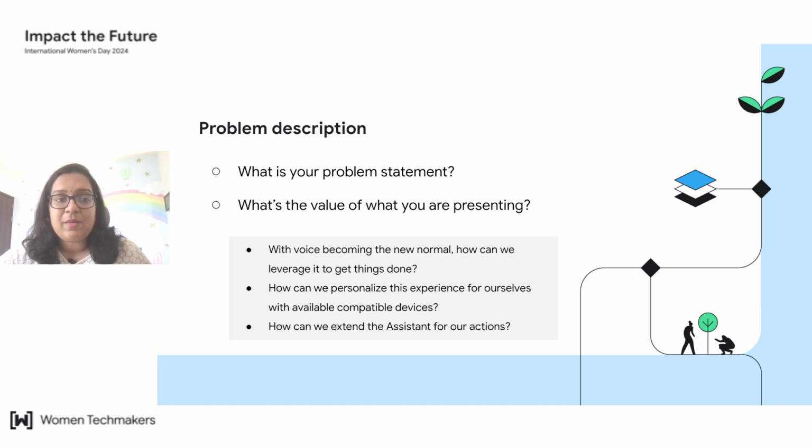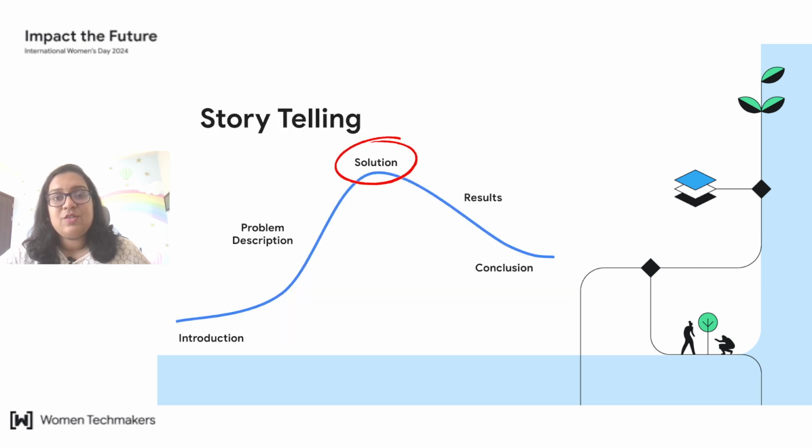So you see a sample problem statement here where I was talking about creating conversational experiences, and I talk about with voice becoming the new normal, how can we leverage it to get things done, how can we personalize this experience across all compatible devices, and how can we extend the Google Assistant for our own actions and our own use cases, right? So this clearly calls out the problem statement, and most times the audience will be able to relate to some of these problem statements and be curious about what is the solution you want to offer to some of these points. The third phase is the solutioning itself.